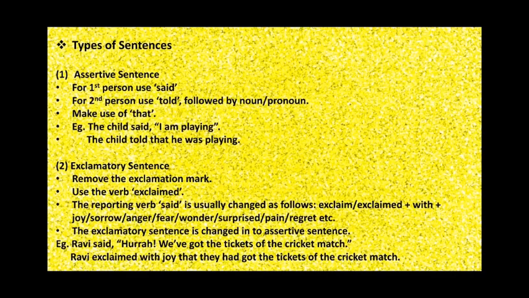For example, Ravi said, "Hurrah! We have got the tickets of the cricket match." So, Ravi exclaimed with joy that they had got the tickets of the cricket match. So here you can see we have the word Ravi, and just after that, instead of said, we have added exclaimed. So because they got the tickets, they were happy. So the correct word for this is joy. Ravi exclaimed with joy. And the remaining sentence.